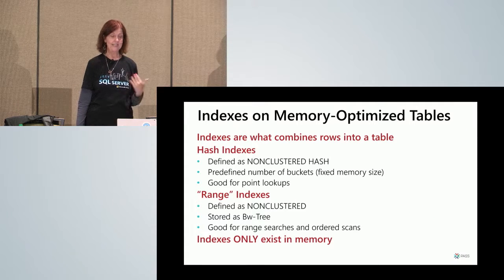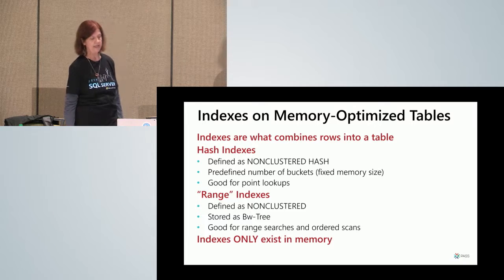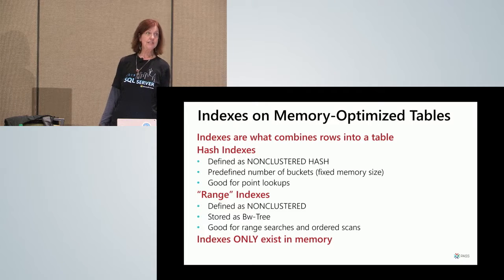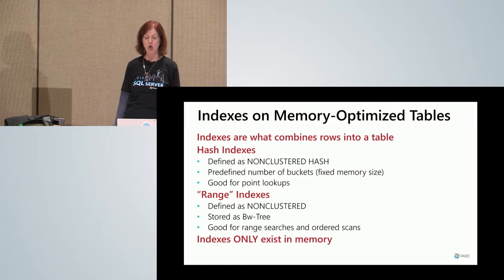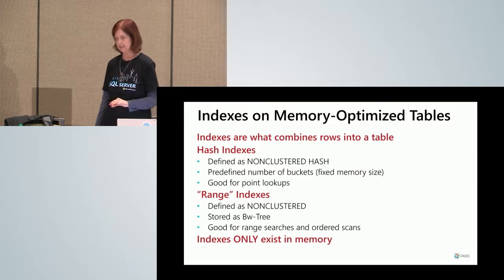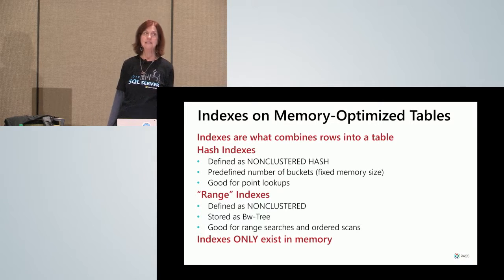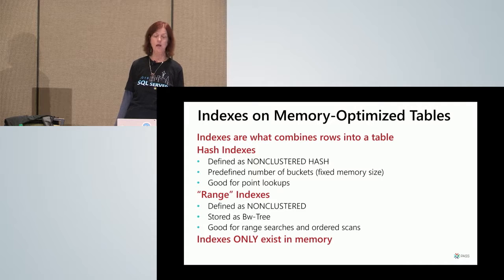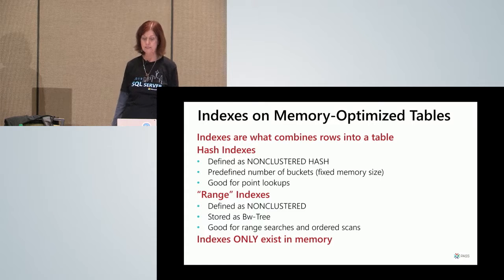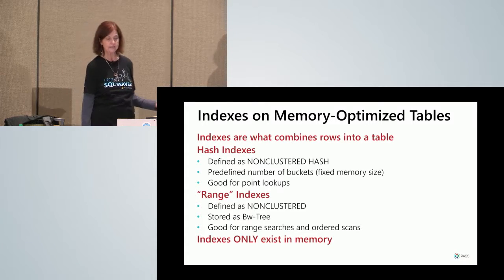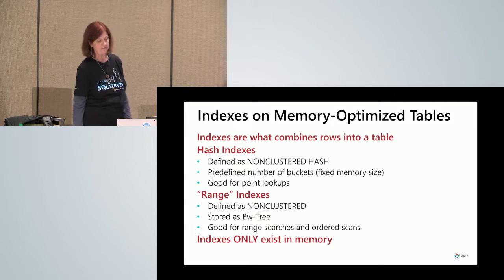So the indexes, as I mentioned, are what combine the rows together into a table. Hash indexes are defined in your create table statement as a non-clustered hash. You specify a number of buckets. The recommendation is at least as many buckets as the number of unique values expected. There's no requirement for that, but if you want good performance, that's usually what Microsoft recommends. At least as many buckets as the number of unique values.